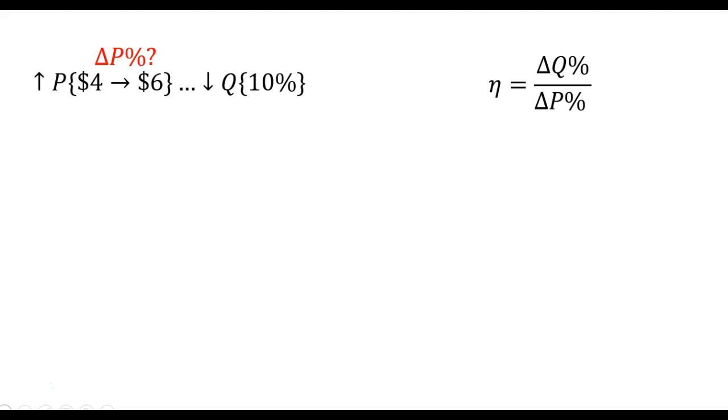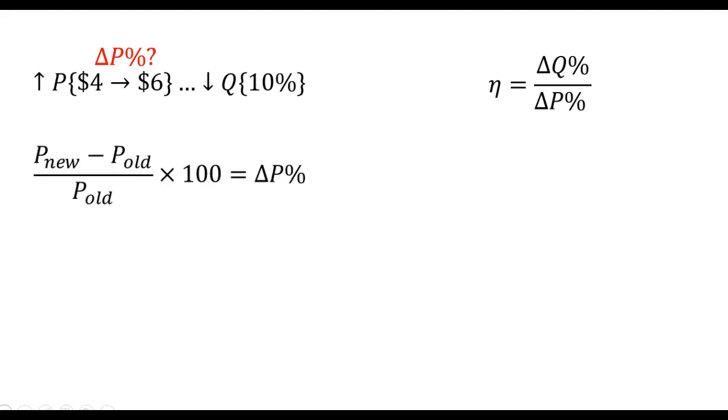So what is this formula? It's very simple. Just memorize this. New minus old over old times 100. That's all there is to it. So the new price minus the old price, all divided by the old price, times 100. And that will give you the percentage change in the price.